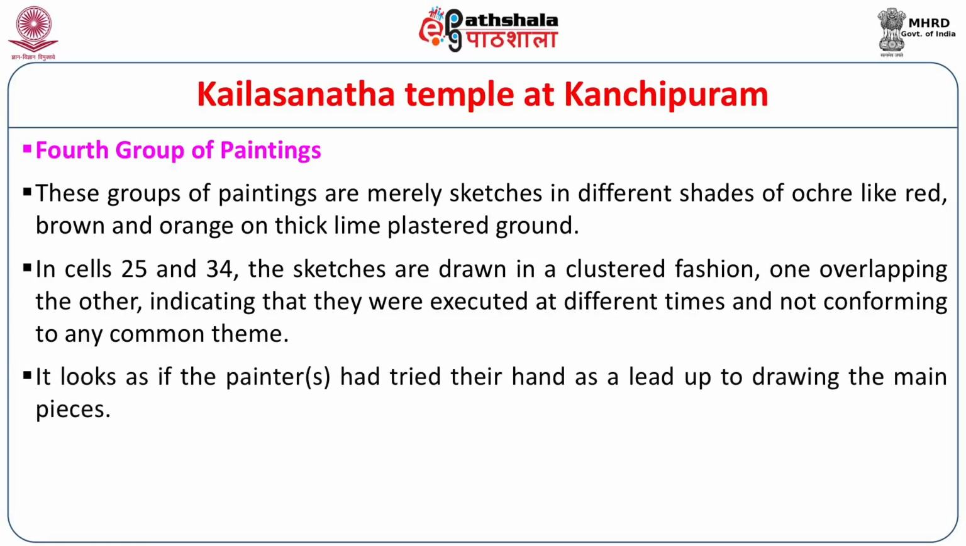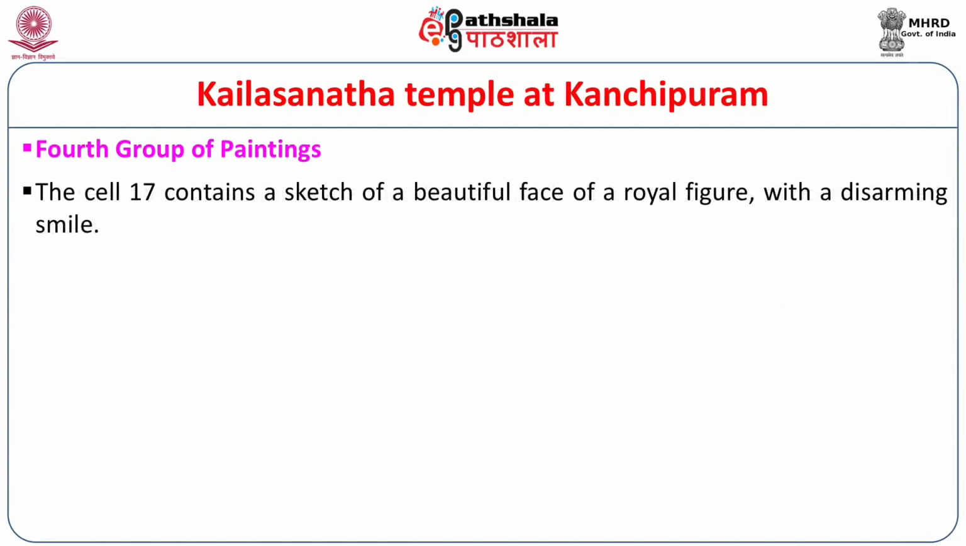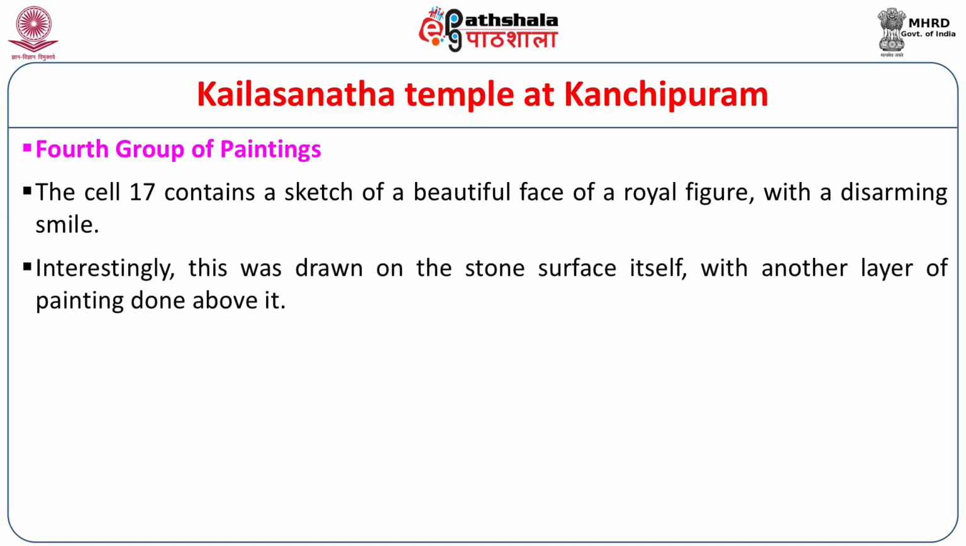It looks as if the painters had tried their hand as a lead up to drawing the main pieces. Cell 9 is important as the sketches are drawn after applying different layers of finely ground lime laid one over the other. Cell number 17 contains a sketch of a beautiful face of a royal figure with a disarming smile. Interestingly, this was drawn on the stone surface itself, with another layer of painting done above it.